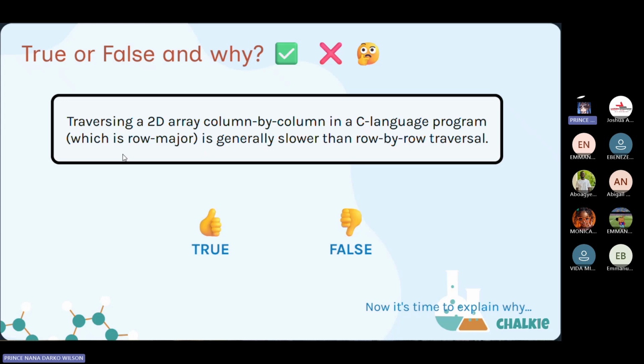Yes, Mr. Joshua. No, for me, I'll choose false. It's false, right? So then the column major is generally faster than the row by row. Okay. What about the rest of us? Do we agree to his false answer, or do you have different opinions? There is a why aside to it. Oh. Mr. Joshua, why do you think it's false though?